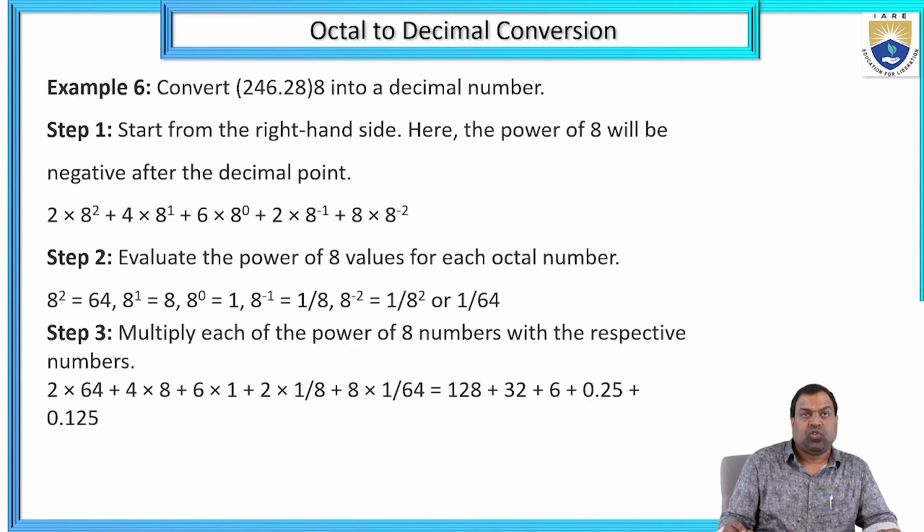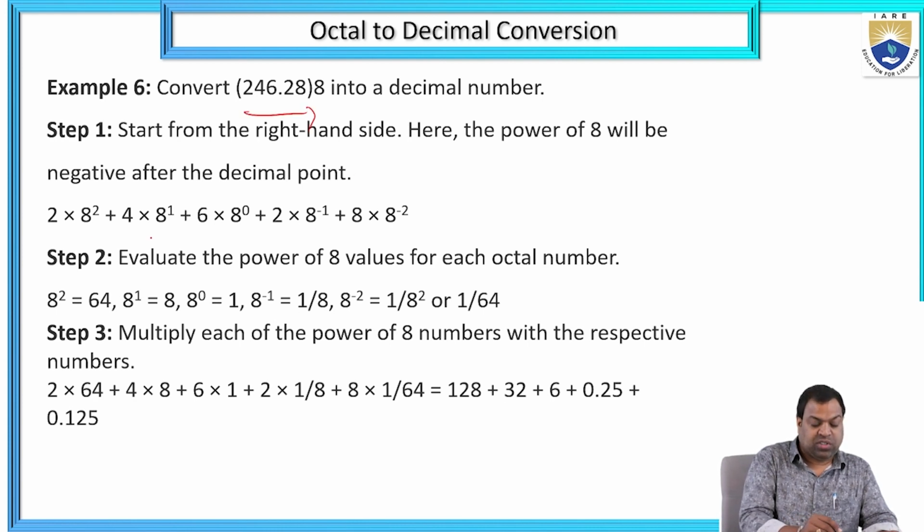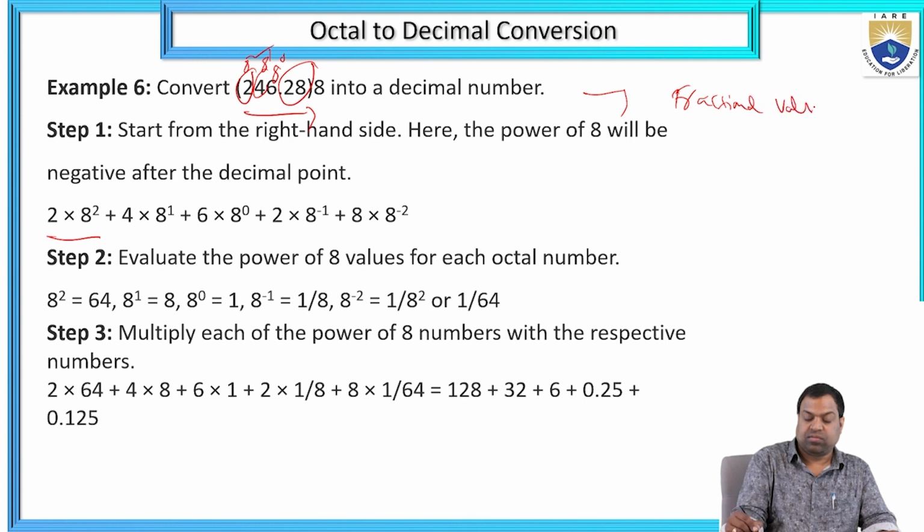Now convert 246.28 base 8 into a decimal number. Start from the right-hand side, so right to left. First one, 2 into 8 square plus, why? Because 8 power 0, 8 power 1, 8 square, so it is a fractional value. Okay, fractional value.